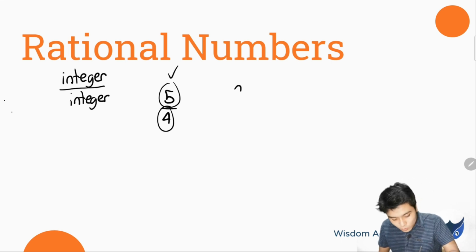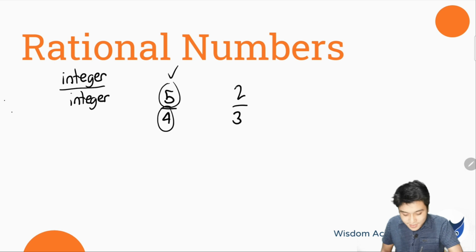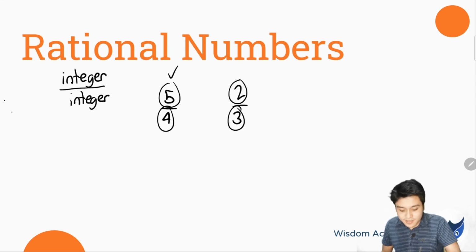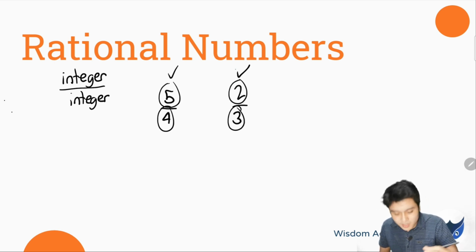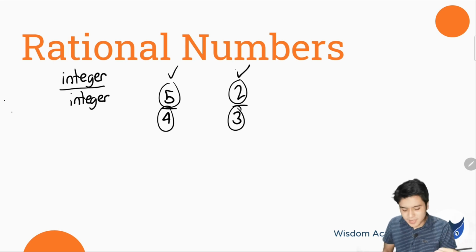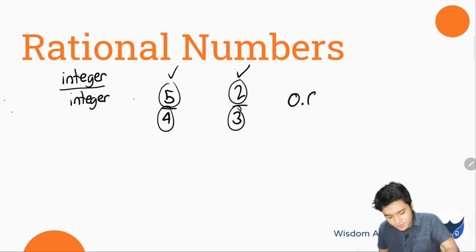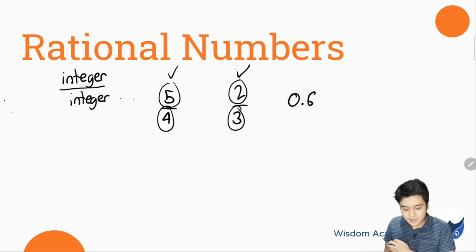Halimbawa naman, 2 over 3. 2 is an integer. 3 is an integer. Therefore, that's a rational number. Ngayon, paano pag decimals? Paano pag 0.6? Paano yan? Rational number ba yan? Mukhang hindi, no? Kasi 0.6 eh. Hindi siya integer eh. Pero sa totoo lang, that's a rational number. Why? Dahil mako-convert natin siya, pwede natin siyang gawan ng manipulation para ma-convert siya into a fraction form, which is simply rational number ang mga fractions.